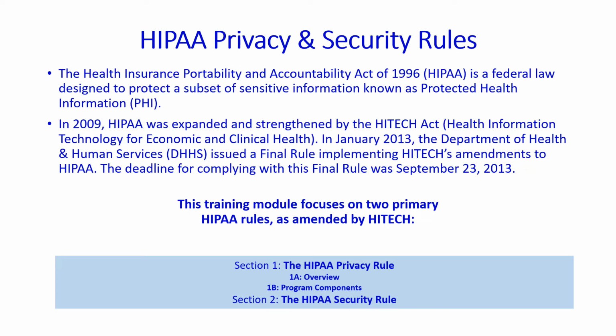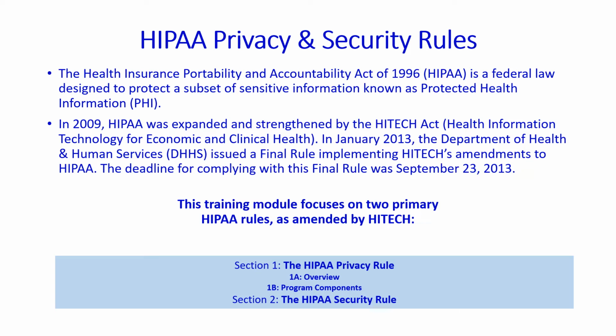Both the HIPAA Privacy and Security Rule were in place, but not often enforced, for several years prior to the passing of the Health Information Technology for Economic and Clinical Health Act, or HITECH. HITECH became law in 2009, and regulations for enforcement of HITECH were issued in 2013. Since September of 2013, under the provisions of HITECH, enforcement of the HIPAA privacy and security rules has grown exponentially.